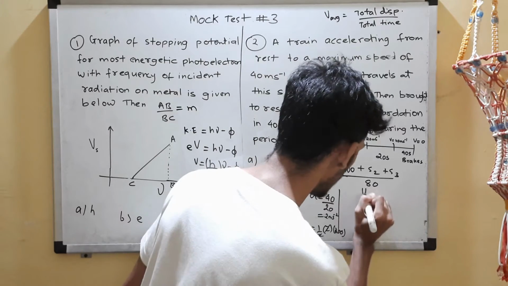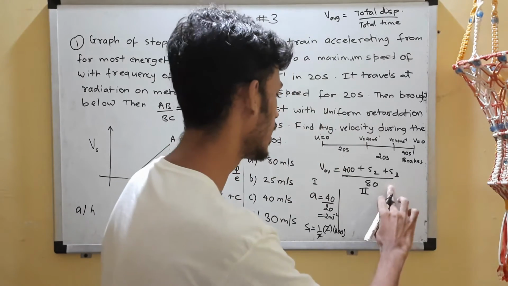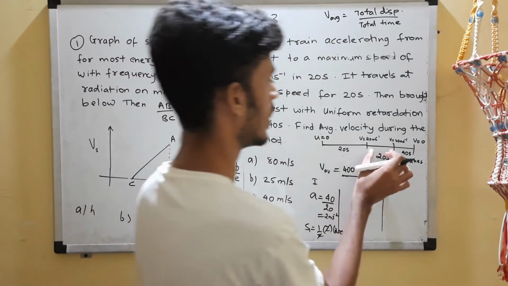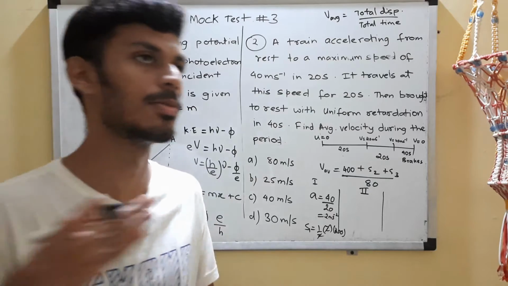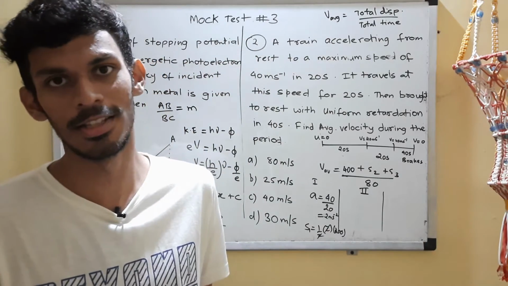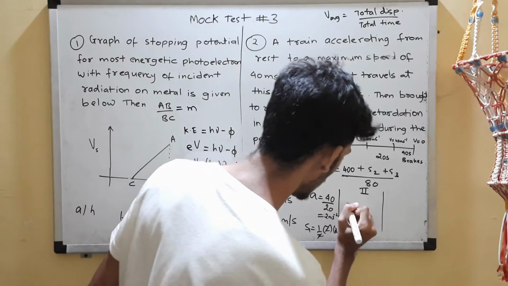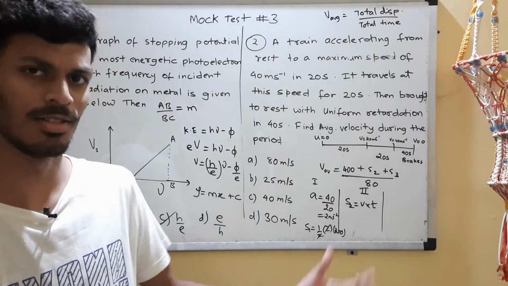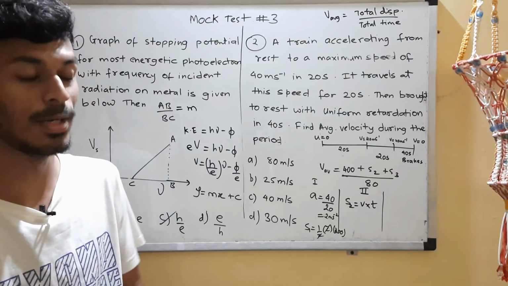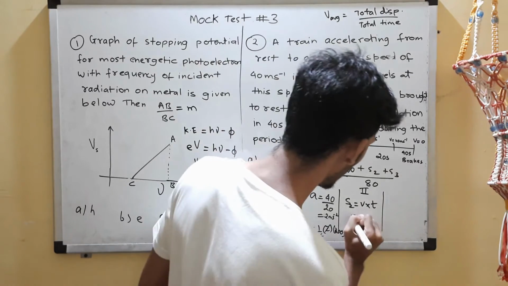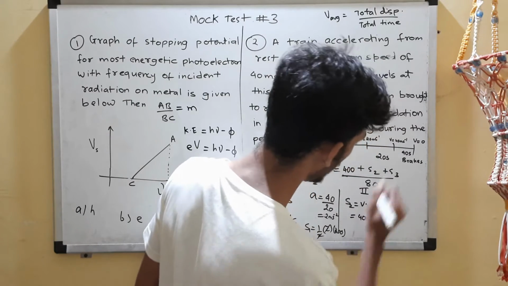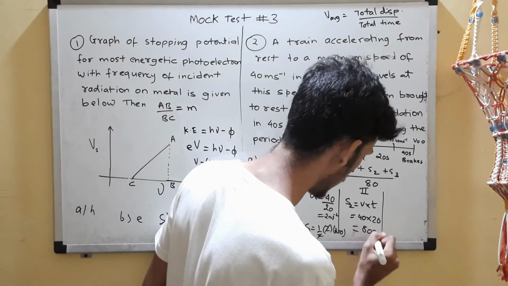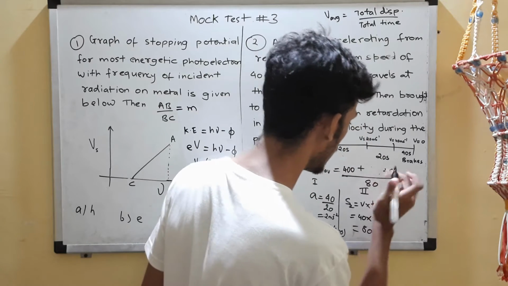Okay, now coming to the second part of the journey. Nothing interesting happens. Your train moves with a constant velocity, right? It maintains the velocity of 40 meters per second throughout the journey. So distance is velocity into time, as simple as that. Because there is no acceleration, you can just use distance equal to speed into time. Velocity over here is 40 and time for this journey is again 20. So 40 twos are 80, 800. So s2 is 800.